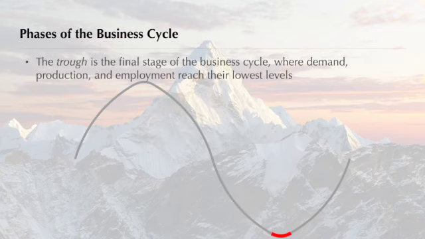The final stage in the business cycle is the trough, which occurs when demand, production, and employment reach their lowest levels. Following the trough, the economy enters a period of recovery, and the expansion phase begins once again.